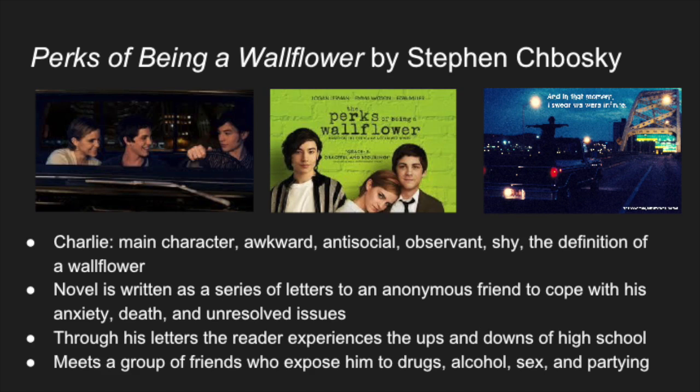Perks of Being a Wallflower focuses on a young, awkward, withdrawn boy named Charlie, who is the definition of a wallflower. He sees all, hears all, but never participates in the action. He constantly worries about others, what they think of him, what's going on beneath the surface, and obsesses over his unresolved issues. In order to cope with the anxiety of starting high school, the death of his aunt, and his friend's recent suicide, Charlie writes letters to an anonymous stranger he calls friend. Through his letters, we experience the ups and downs of his social, romantic, and family life throughout his freshman year.